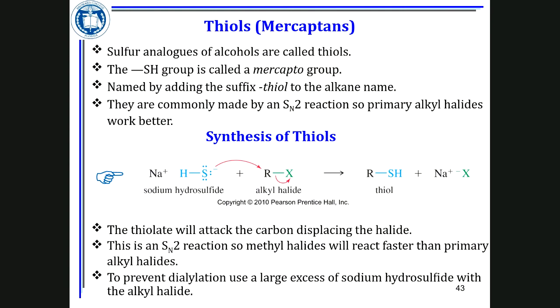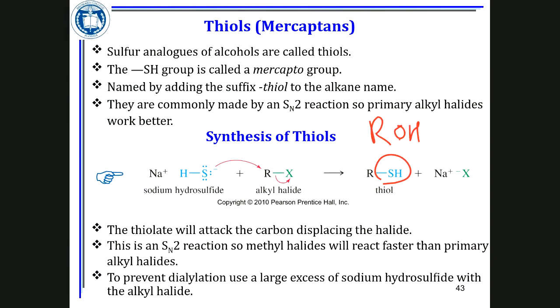What are thiols? Thiols are just like alcohols. Instead of O, you have sulfur. Instead of the oxygen, you have sulfur. So instead of OH, you have SH. That's for thiols.